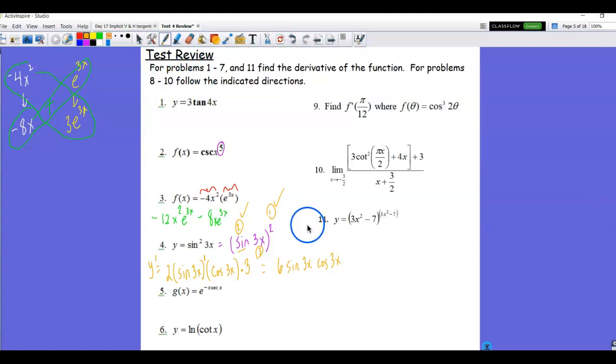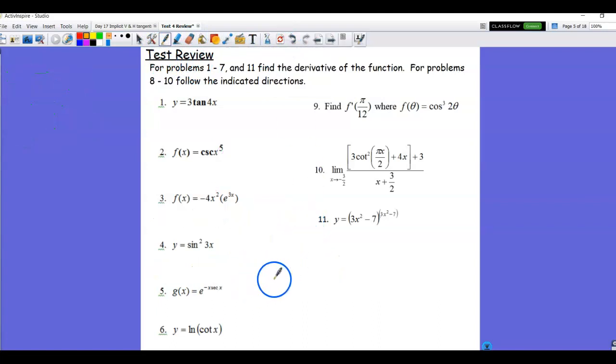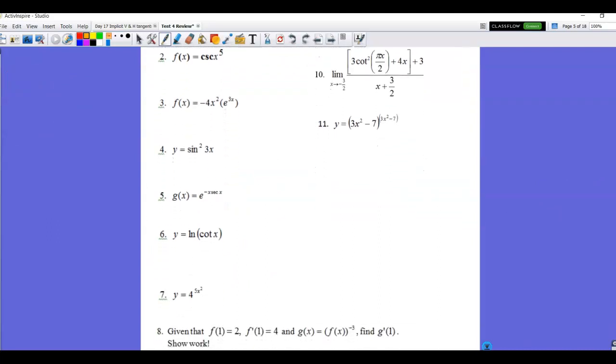Number 5, we have e to a power, but that power happens to be a product. So make sure your math eyes see the product. So we know that if we have e to a power, the derivative is e to the power times the derivative of the power. So down here, g prime of x is going to be e to the power times the derivative of the power.